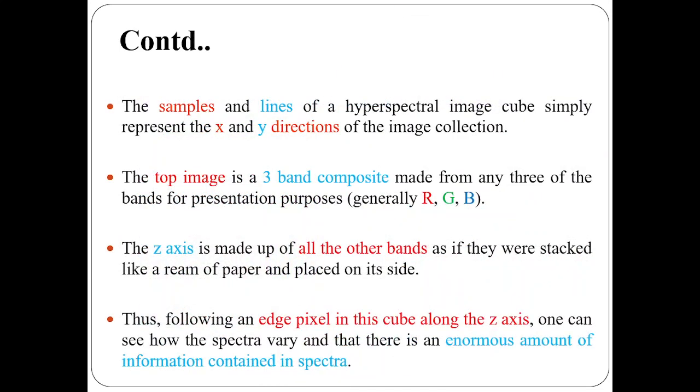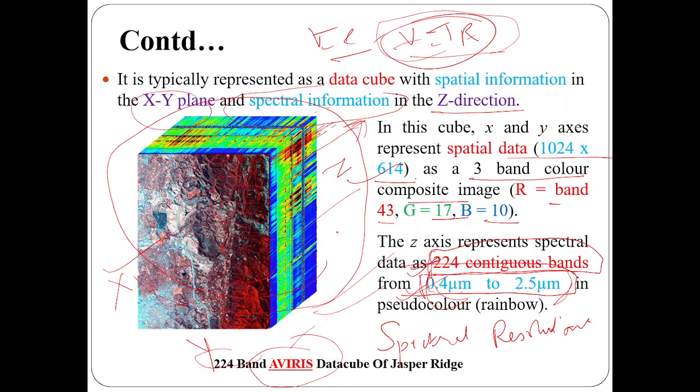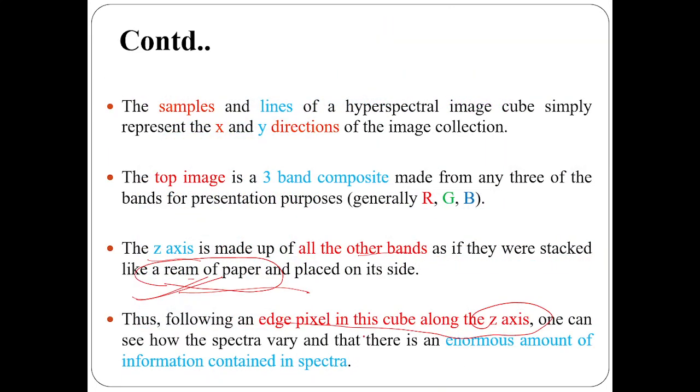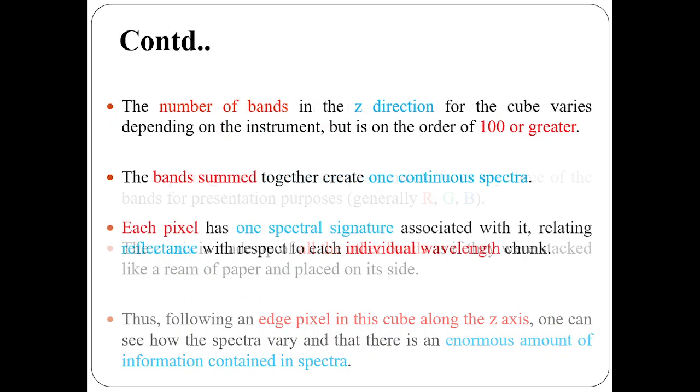This is the same thing I have already talked about. The Z axis is made up of all the other bands, as if they were stacked like a ream of paper placed on its side. We can see a stack of paper, just showing how the spectral bands are arranged. Each pixel, when we look in the Z direction, gives an enormous amount of information contained in the spectra. So basically all the details of the spectral information we will have from this.